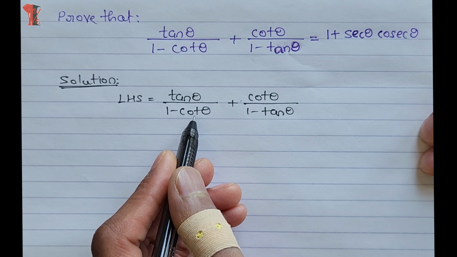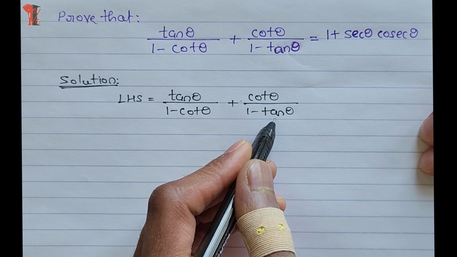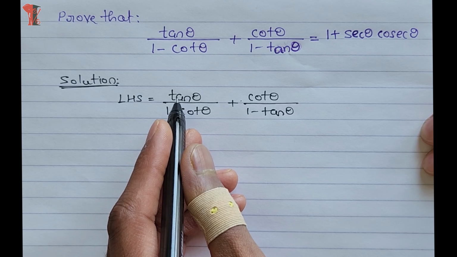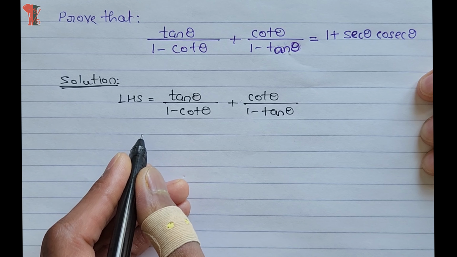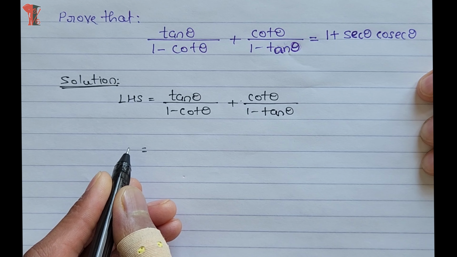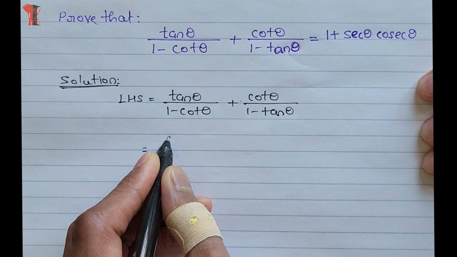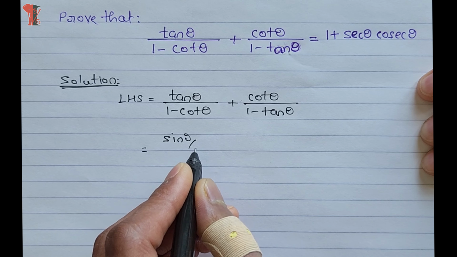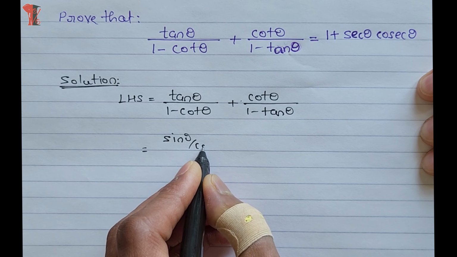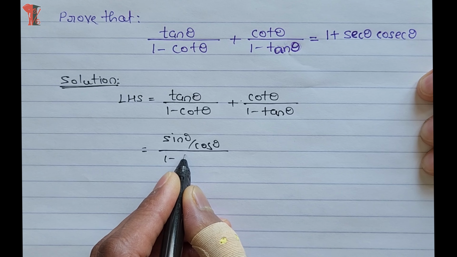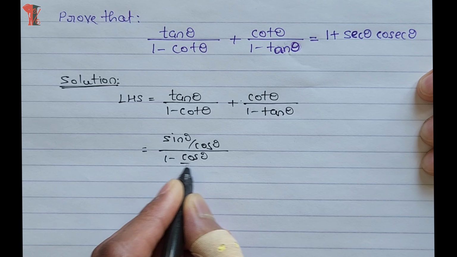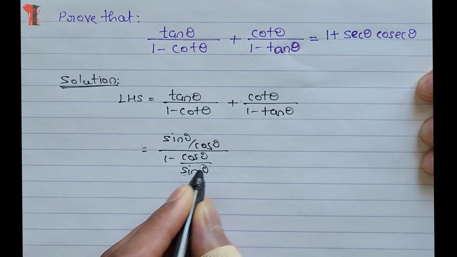a tan theta and its reciprocal, cot theta and its reciprocal, right? So we are going to convert this tan and cot in terms of sine and cos. How we can do that? See here, we can write tan as sine theta by cos theta divided by 1 minus cos theta by sin theta.